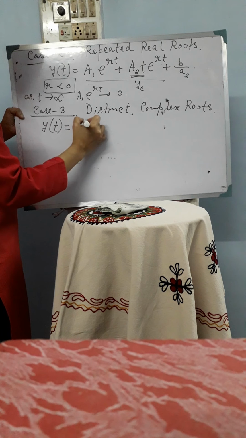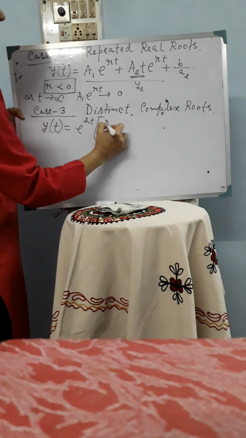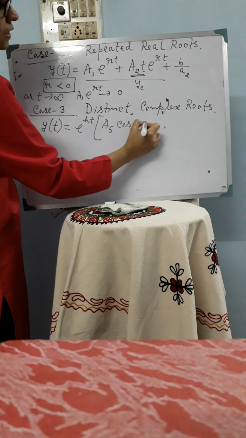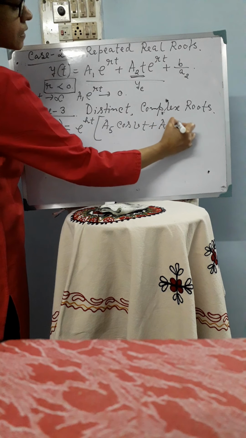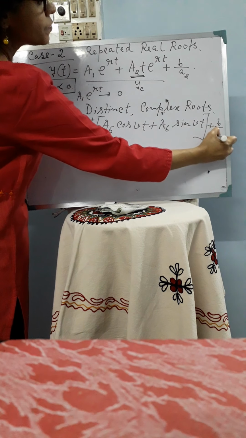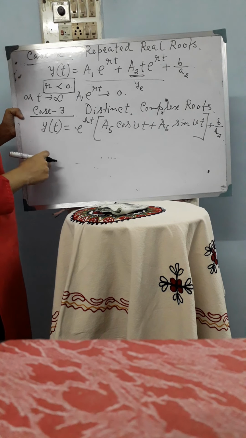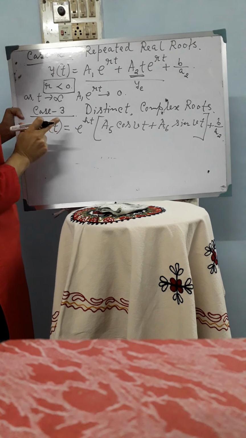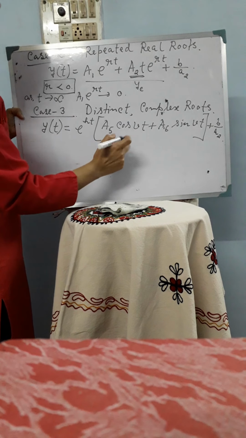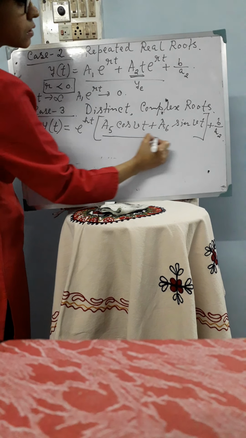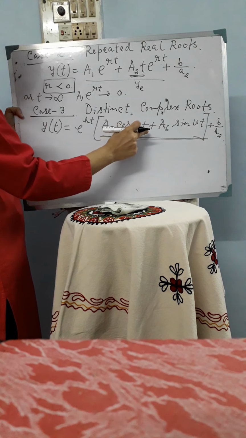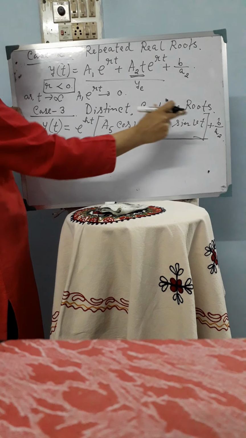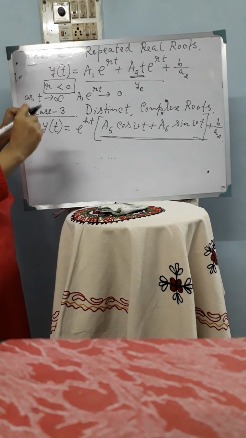So what is the value of yt here? yt is equal to e to the power ht times (A5 cos vt plus A6 sin vt) plus b by a2. Now in the solution of the differential equation, we get the summation of the cosine and sine functions. So because of the presence of cosine and sine functions, we will get a circular function.